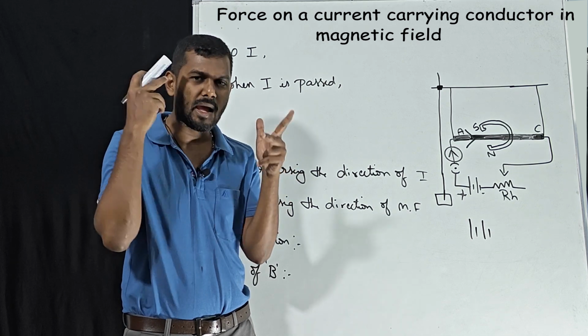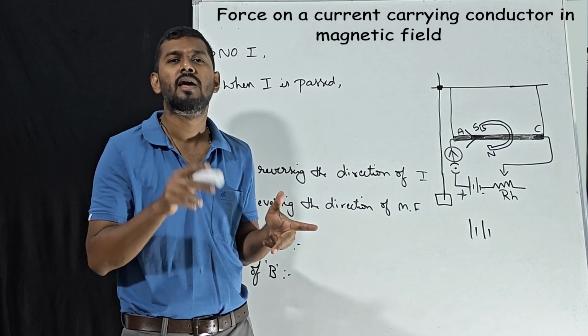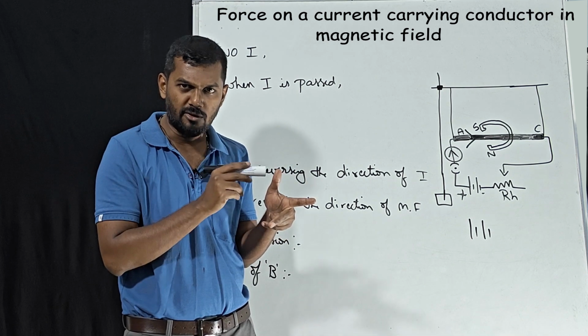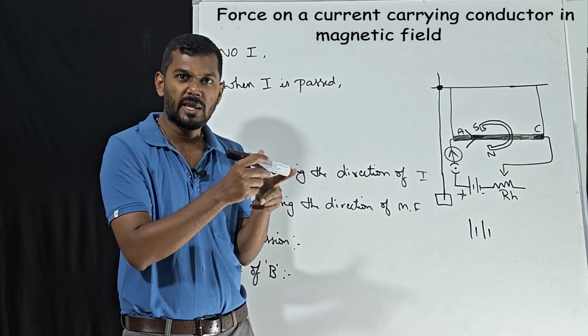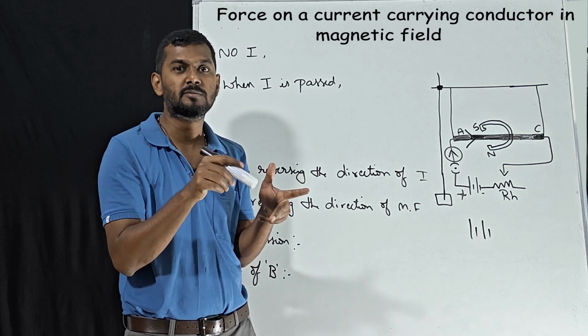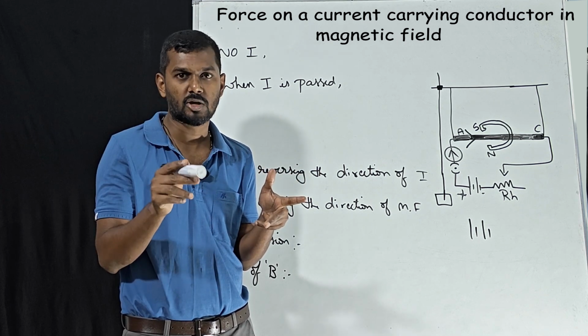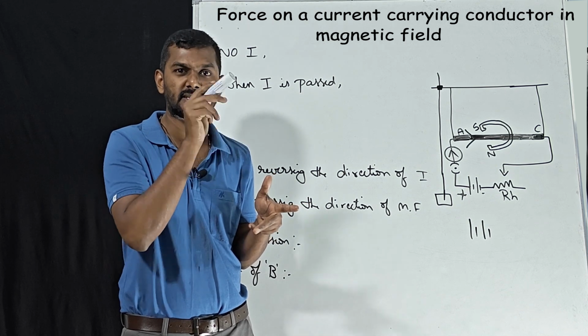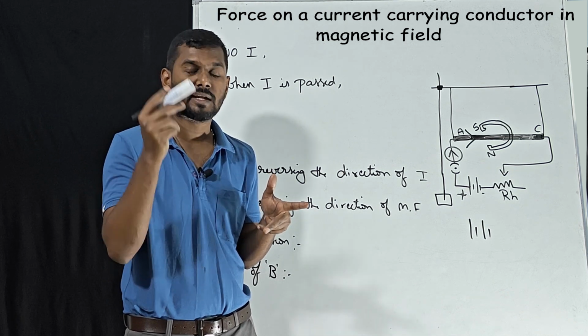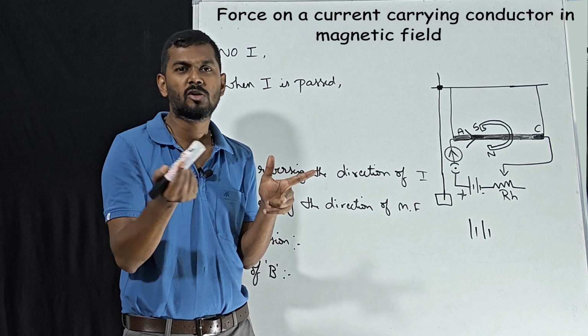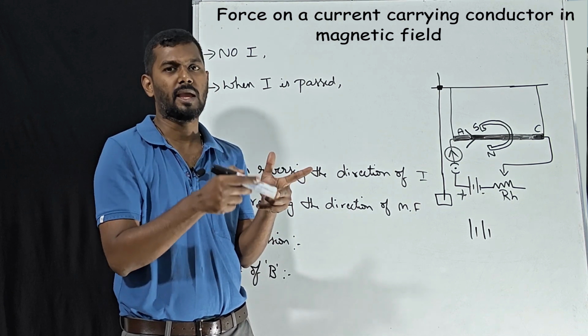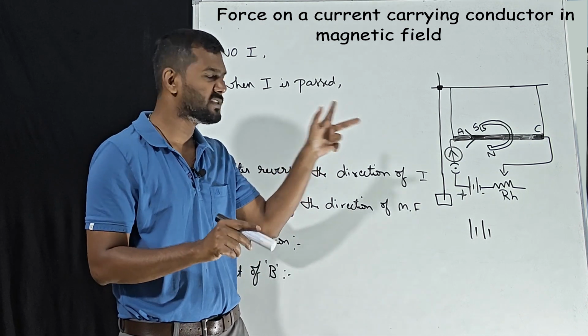So how to remember all these things in a simple way? FBI. F is force, B represents magnetic field when it comes to electromagnetism in physics. In physics, capital B represents magnetic field. Keep this in mind. I, we know, is current. F, B, I. Once we know all these things, we can easily use this.